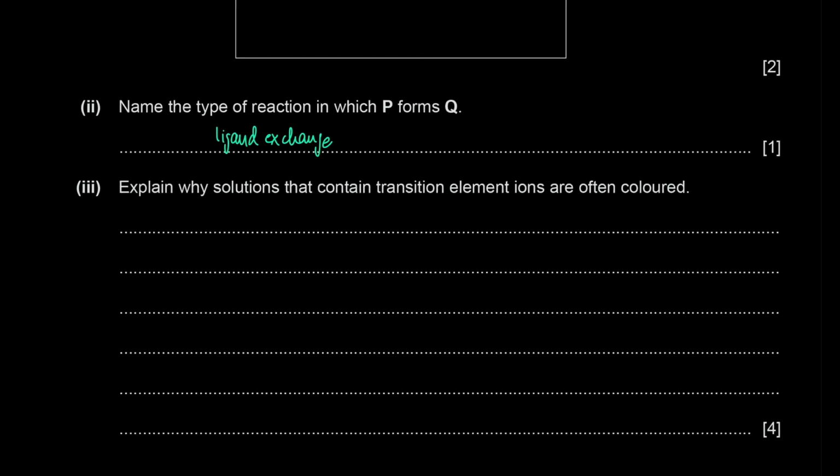Explain why solutions that contain transition element ions are often colored. Now if we remember, in transition elements, when you have d orbitals in a complex ion, the d orbitals are split into two different sets with different energies, right? The difference in energy between the two sets of d orbitals corresponds to a certain frequency of visible light that is absorbed. So electrons are promoted from the lower energy d orbital to the higher energy d orbital. Since the d orbitals are partially filled, electrons can be promoted from lower to higher energy, and the frequency of light absorbed is in the visible region.